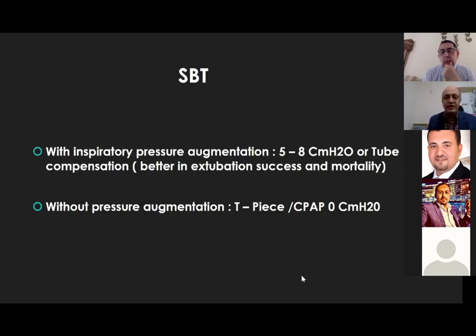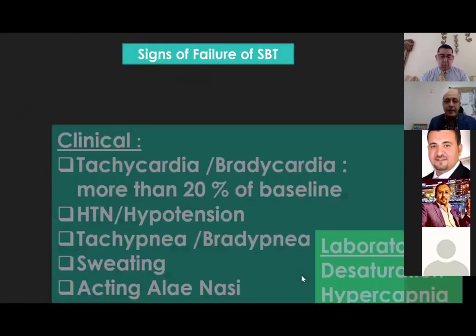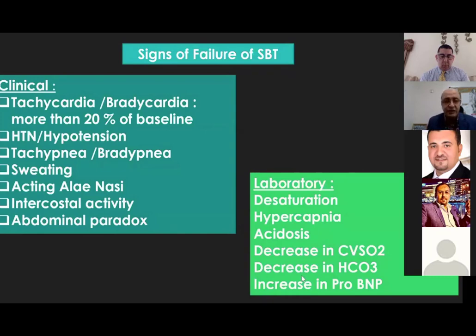This totally increases the work of breathing and causes a lot of hemodynamic and respiratory stress. So either augmenting the inspiratory pressure or not augmenting on TPS, whatever way you go with, there are signs of failure of spontaneous breathing trial. If your patient starts to be tachycardic or bradycardic, with a change from the baseline heart rate of more than 20%, hypo or hypertension, again with a change from the baseline of 20% up or down.